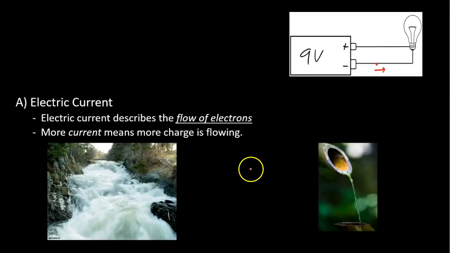It's the same thing for circuits. When you have more electrons passing through a given point, you have large electrical current. If you have a small amount of electrons passing through, you have a small amount of current.